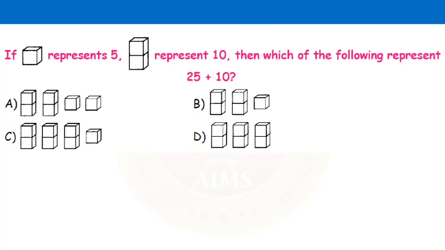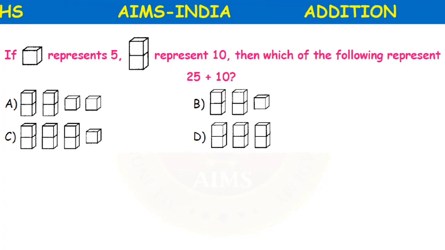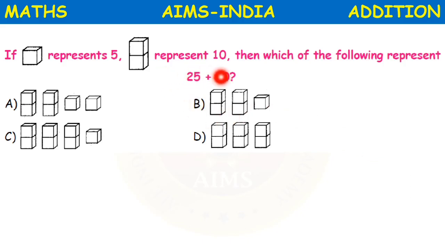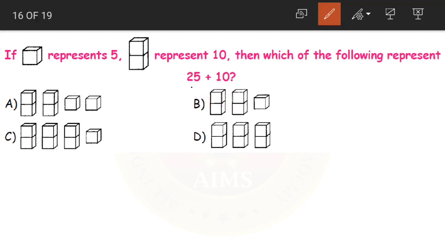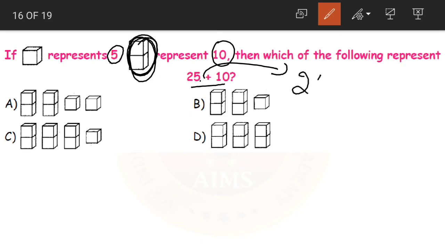Moving on. If one block represents 5 and 2 blocks represent 10, then which of the following represents 25 plus 10? Now see here, 2 blocks is equal to 10, right? So in the question the blocks are given in terms of 10 and 5. So we'll split this 25 also as 10 and 5. 10 plus 10, 20. 20 plus 5, 25.